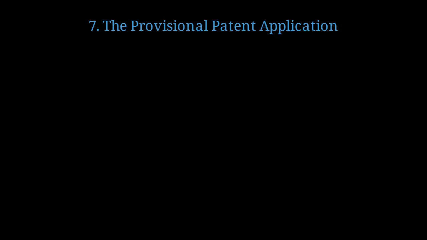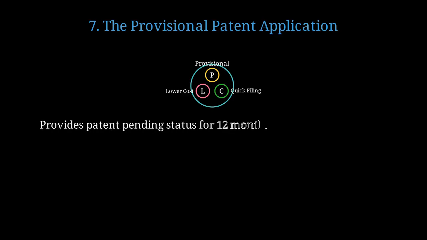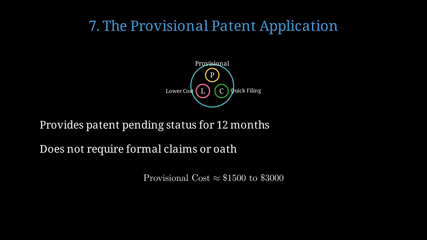Provisional applications are an excellent starting point for researchers and students. Provisional patents offer three key advantages: protection while developing, lower initial cost, and quick filing to establish priority date. A provisional application gives you patent pending status for 12 months while you refine your invention and seek funding. Unlike non-provisional applications, provisionals don't require formal claims or inventor oaths, making them simpler to prepare. A provisional application costs approximately $1,500 to $3,000, about 1/5 the cost of a non-provisional.